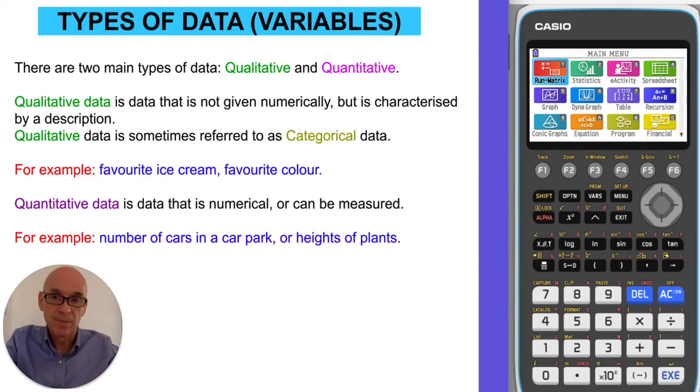So there are two types of data: qualitative data and quantitative data. Qualitative data is data that is not given numerically, but is characterized by description, which is sometimes why it's referred to as categorical data. Examples could be your favorite ice cream or your favorite color. Quantitative data, on the other hand, is data that is numerical or data that can be measured. For example, the number of cars in a car park or the heights of plants.